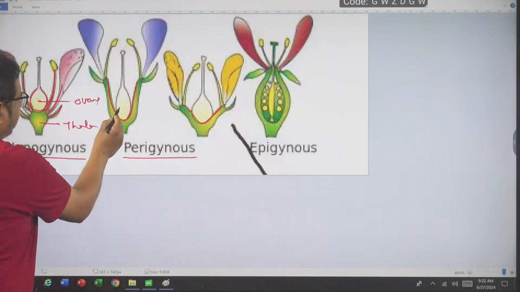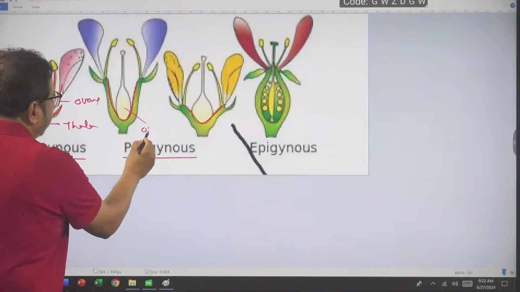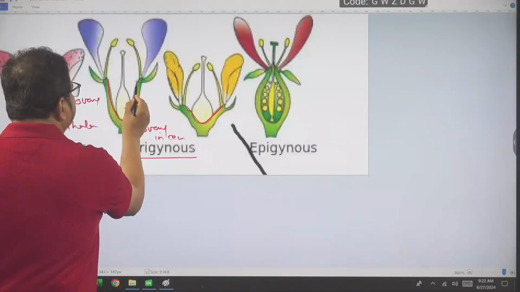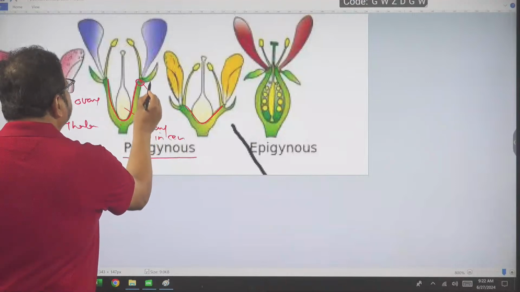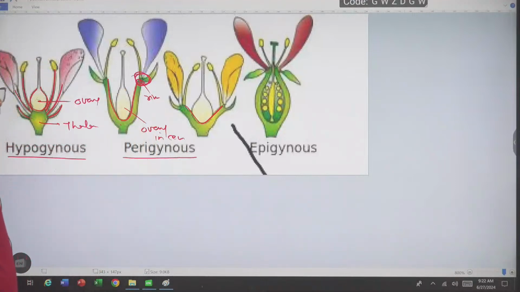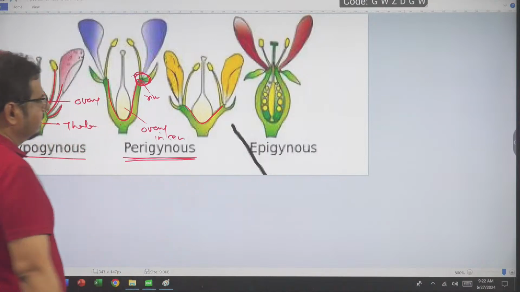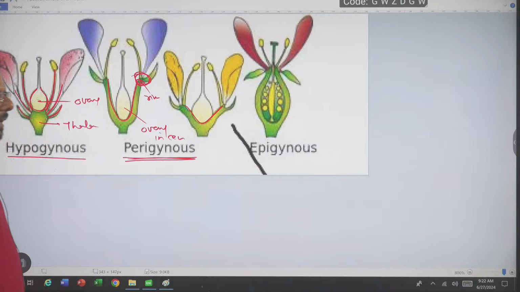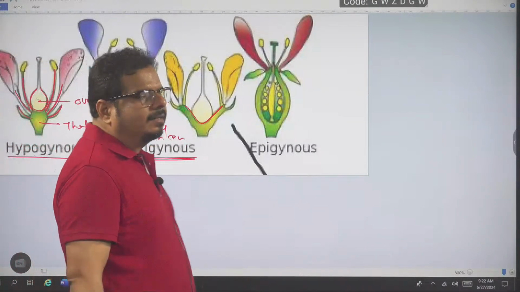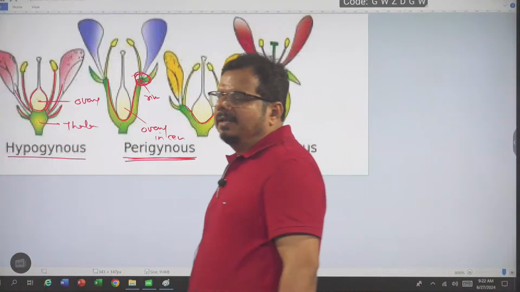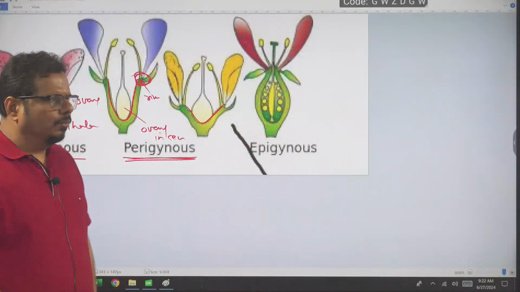And in center, who is present? Ovary. Ovary in center. And this is the rim. All other walls are arising from the rim and arise from almost the same level. That type of condition we are finding in which one? Perigynous condition. So these two both are the perigynous condition. Getting the things or not? Ovary is half inferior, and examples are plum, peach and rose.